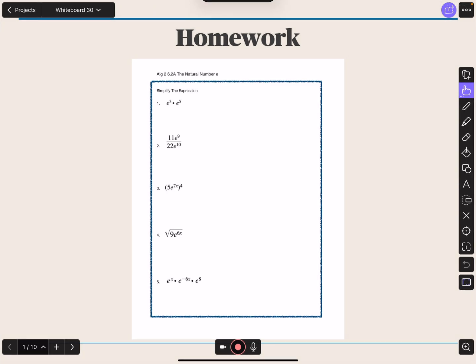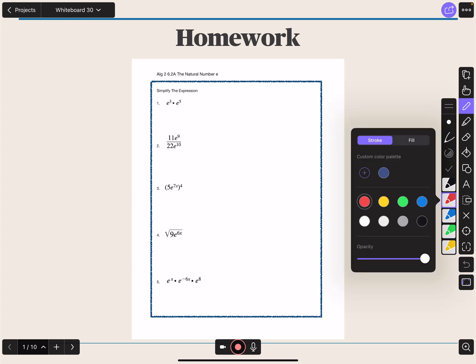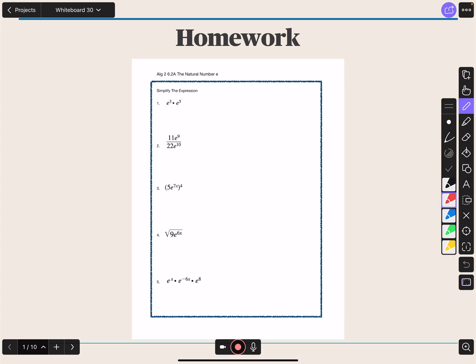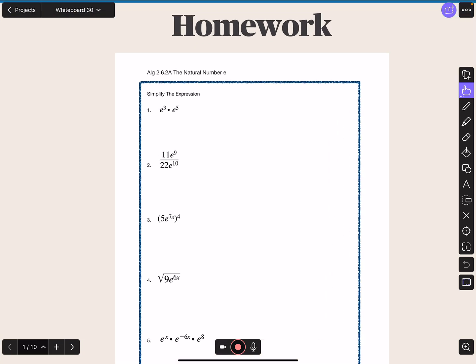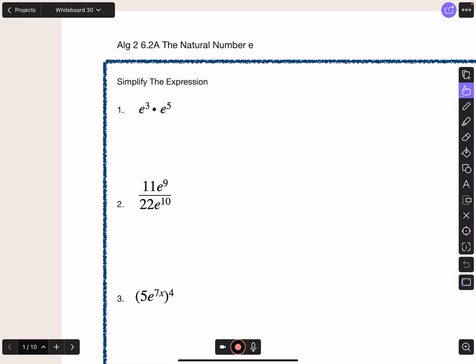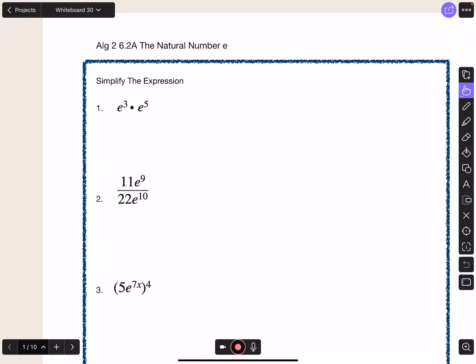Here is yesterday's homework. Kind of a bonus. If you watch the video, you'll get this. Make sure you have the assignment correct at least. So we were just simplifying with the natural number e. The rule for multiplying with the same base, e for both of them, is to add the exponents. So it's e to the 3 plus 5, or 8.